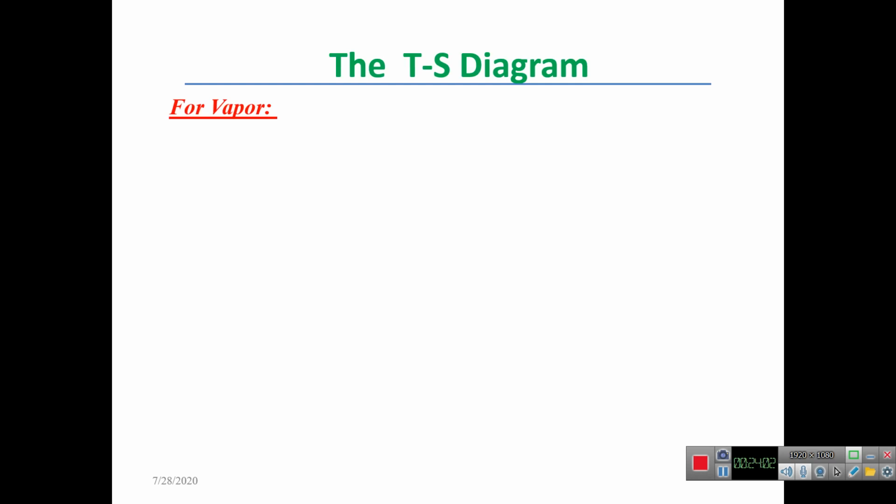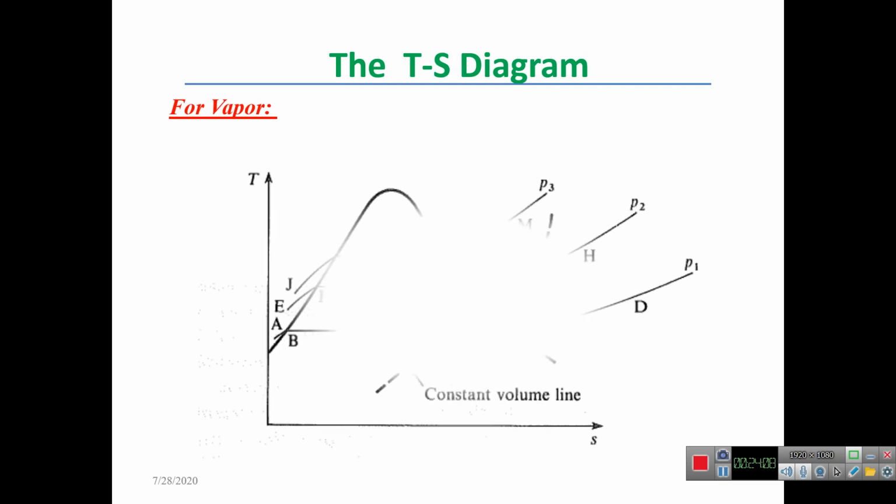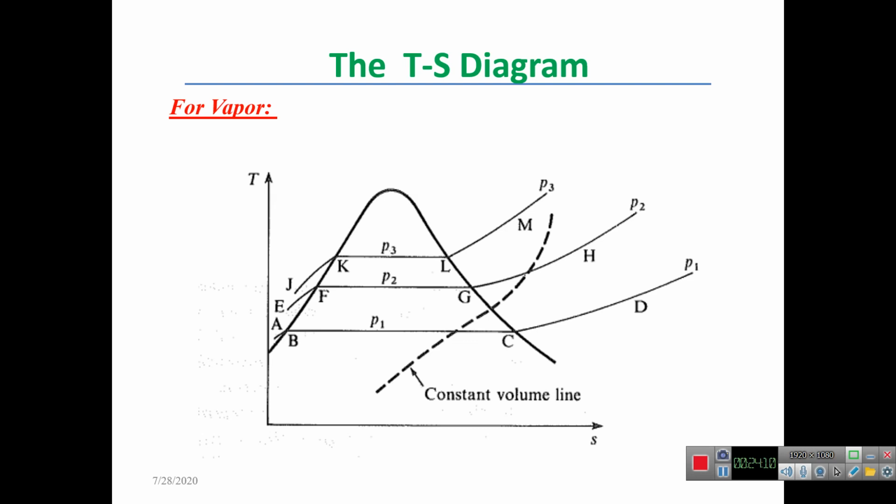Now we move on to applying the TS diagram for vapors. This is the general shape of a TS diagram which is used for vapors. Actually, it applies for all vapors, whether you are talking about steam or vapors of other substances. It all looks almost the same, just like this shape. Now, in this diagram, as we have said, we are dealing with a TS diagram. The temperature is shown on the vertical axis, T, and the horizontal axis shows us the entropy, S.